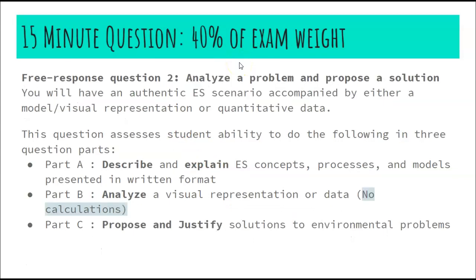And then the 15-minute FRQ question is 40%. This is analyze a problem and propose a solution. This is like most of the free response questions that we do in class. A lot of times they'll ask for a solution. So this is kind of like a typical one that you guys have already been doing.